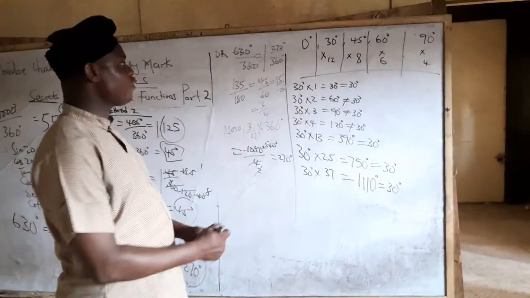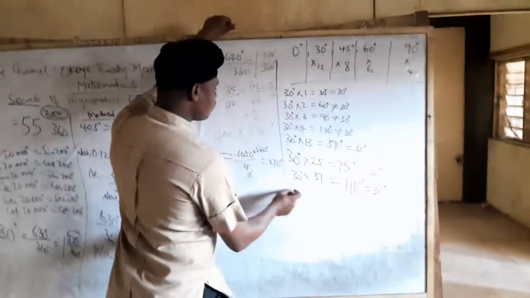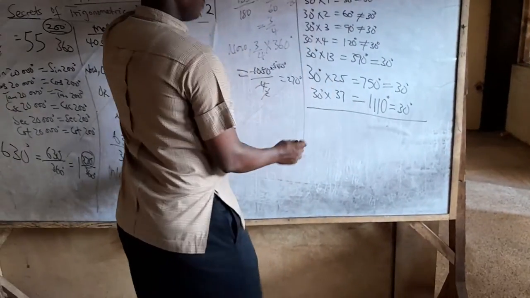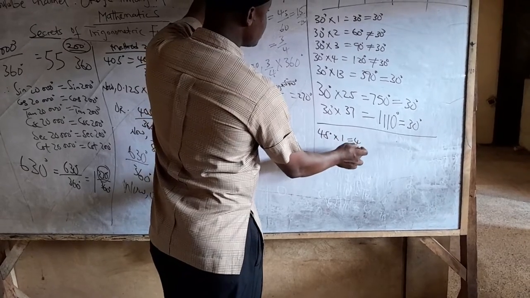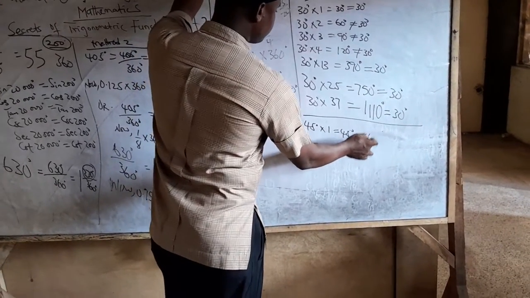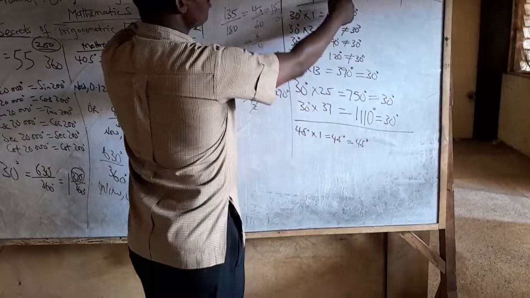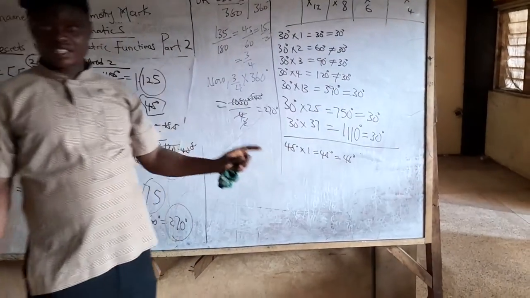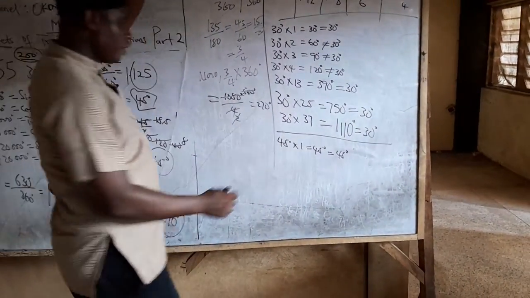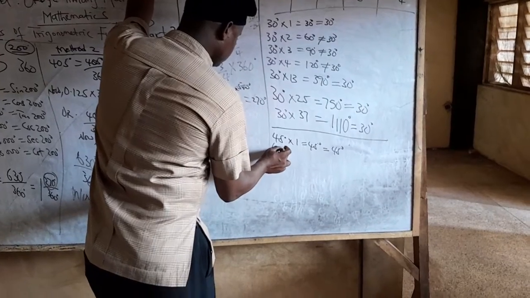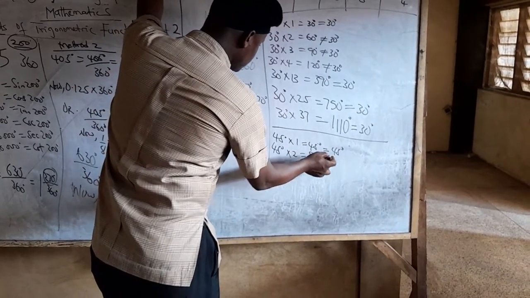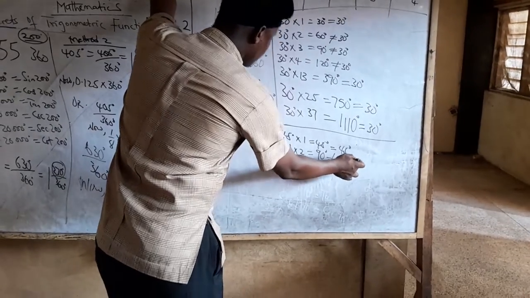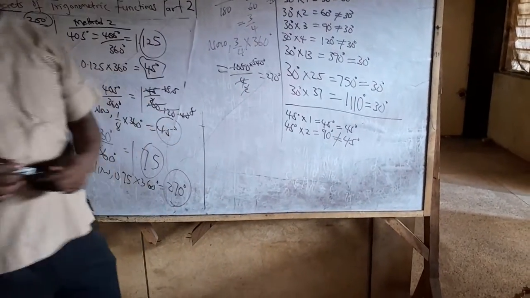Now let's go to 45. The intervals of 45: 45 degrees times 1 is 45 degrees, which is exactly 45. Of course, it will be in eight intervals. Eight what? Intervals. 45 degrees times 2 is 90 degrees, not exactly the same as 45 degrees, because sine 45 and sine 90 are not the same.